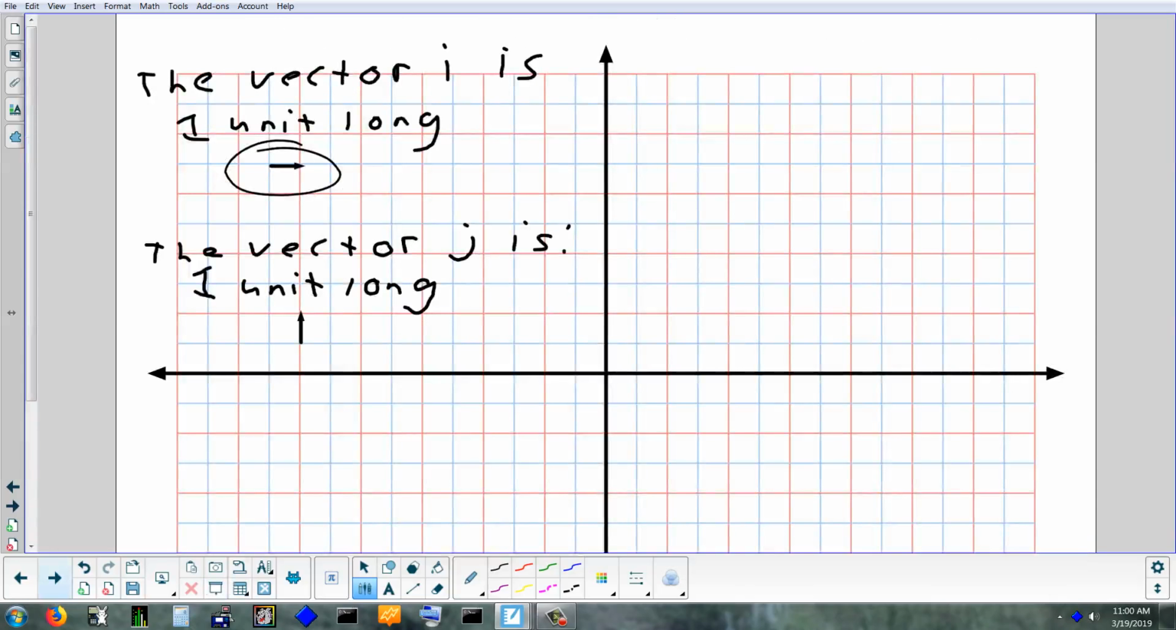All right, so here's a picture of j. It's 1 unit long, and it points up. Any question on what I and j look like?